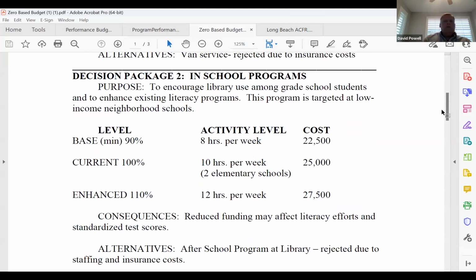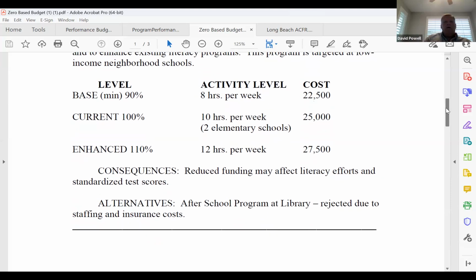Here's a second one, and this one is for in-school programs. The purpose of in-school programs is to encourage library use among grade school students and to enhance existing literacy programs targeted at low-income neighborhood schools. First alternative is to fund it at 90%, which means we can get out to schools 8 hours per week at a cost of $22,500. 100% of what we funded at last year means we can do 10 hours a week and we can serve 2 instead of just 1 elementary school, $25,000 cost. If we add 10% to what we spent last year, we can up the hours to 12 hours per week at a cost of $27,500.